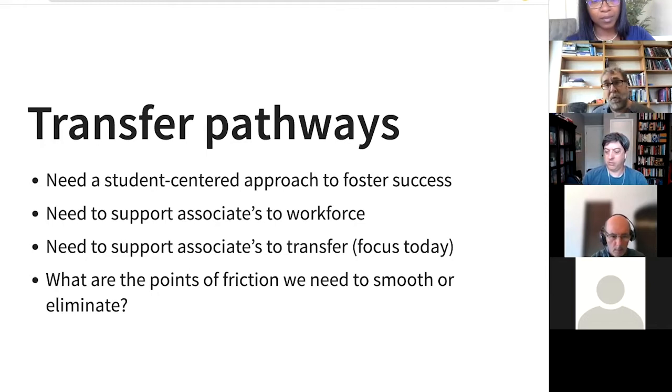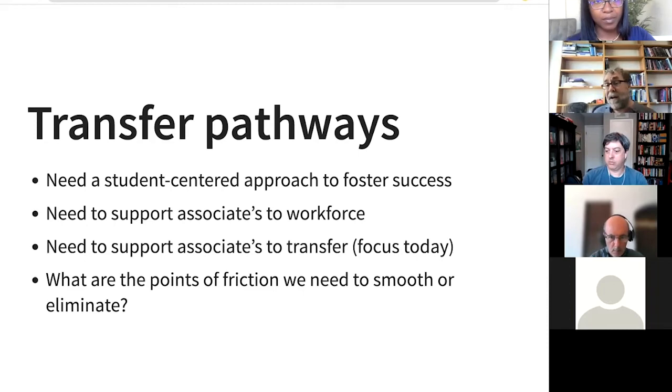There needs to be more of these associates to workforce programs. We're starting to see those. The Office of Personnel Management has put together what jobs look like from the associates level. I think that's going to be happening over the next 3 to 5 years in larger numbers. My focus today is to talk about associates to transfer, to think about a 2-year degree that leads directly and seamlessly to a 4-year degree. So what are the points of friction we need to smooth or eliminate?